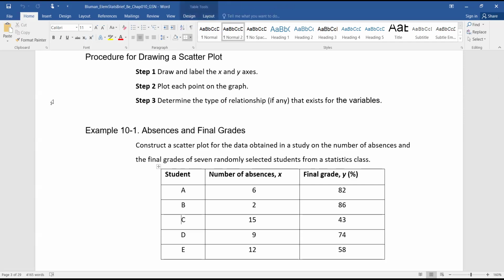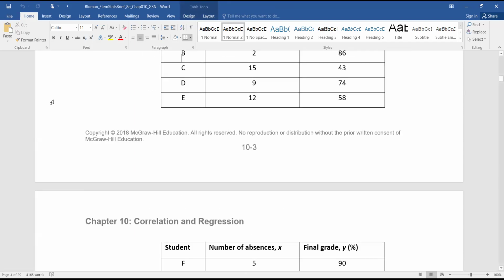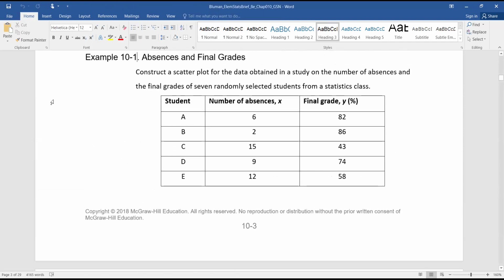In example 1, we're going to look at absences versus final grades. We're going to construct a scatter plot for the data obtained in a study on the number of absences and the final grades of 7 randomly selected students from a statistics class. Student A missed 6 times and made an 82 as their final grade. Student B missed 2 times and made an 86. Student C missed 15 times and made a 43. Student D missed 9 times, made a 74. Student E missed 12 times, made a 58.